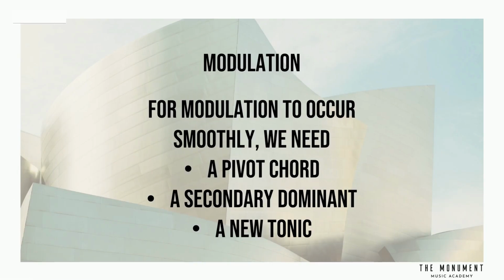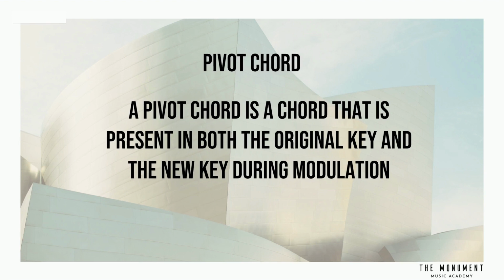For modulation to occur smoothly, we need three things: a pivot chord, a secondary dominant, and a new tonic. If any one of these ingredients is missing, the modulation might not sound natural or successful. Let's start talking about the pivot chord first. A pivot chord is a chord that is present in both the original key and the new key during modulation. These chords exist in both keys involved in modulation and serve as bridges to get from one key to another.